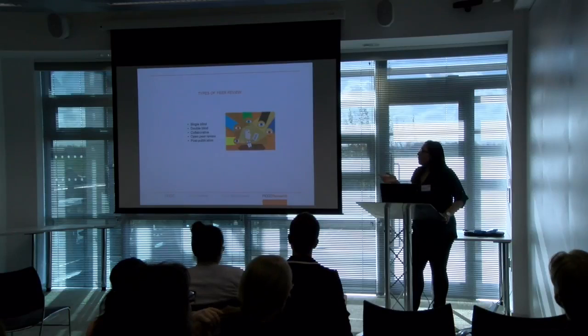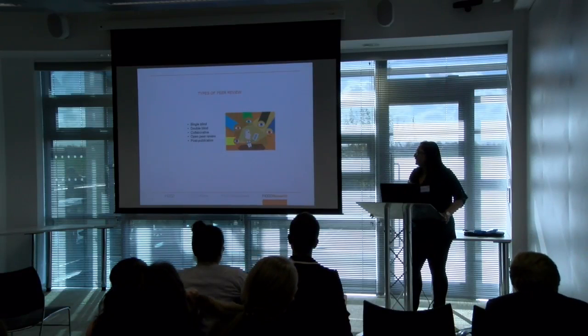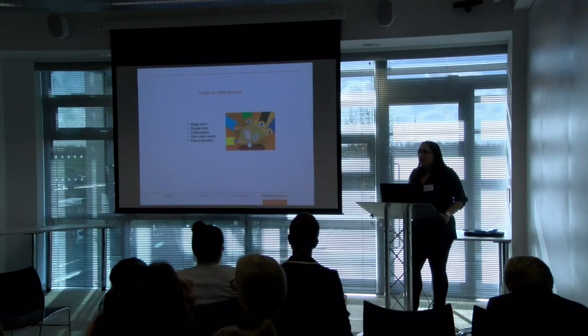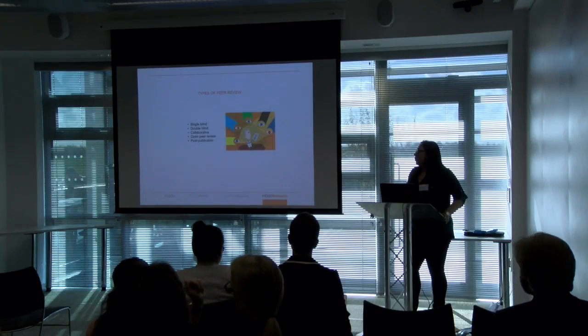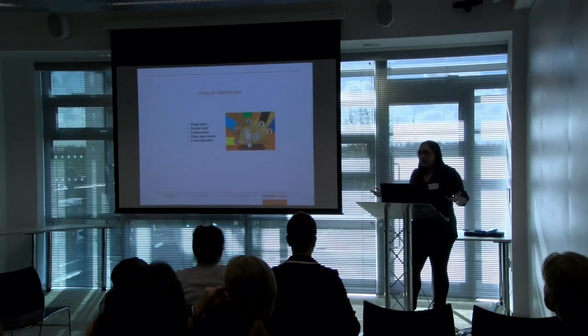And then you have open peer review, which was spearheaded by the BMJ in around 2000. And so this is where the reviewer's identity is revealed. The authors know who the reviewer is. But to confuse matters further, there are many different types of open peer review.